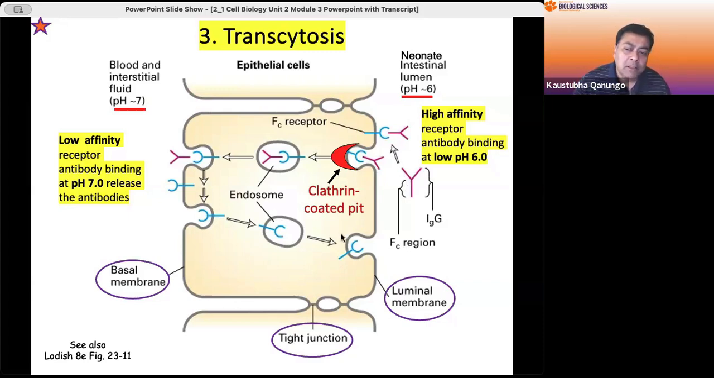When it's going to the basal surface, see that this is your luminal membrane, which is similar to the apical membrane. Remember that, apical, luminal. And it becomes low affinity, which releases the antibody into the blood of the neonate, and protects it. So this is your transcytosis.